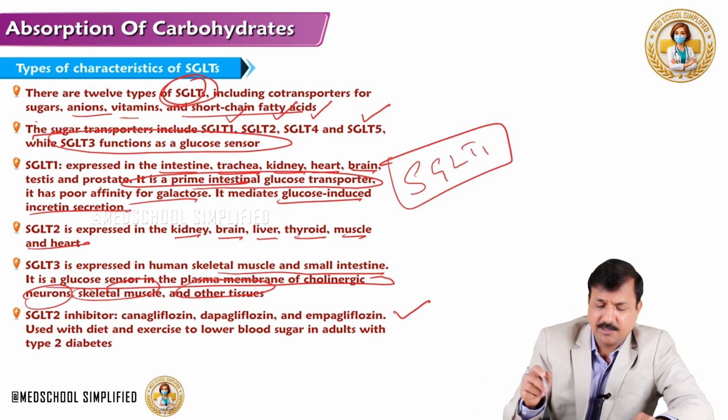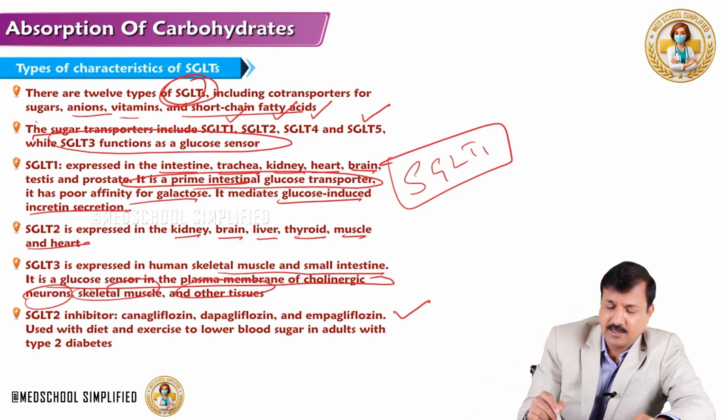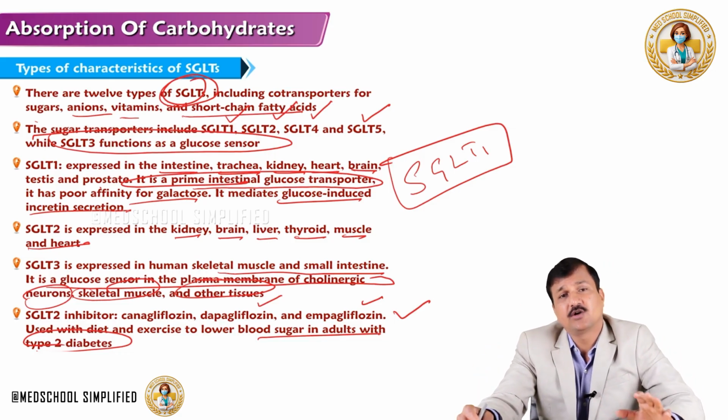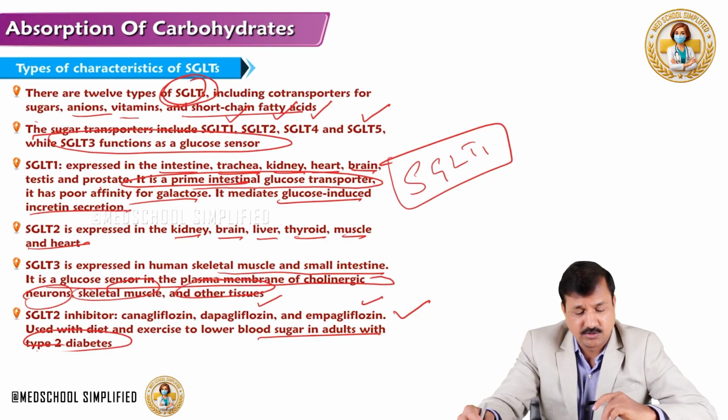So that can be inhibited by drugs called canagliflozin, dapagliflozin, and empagliflozin. These are SGLT2 inhibitors. Used with diet and exercise, they will lower blood sugar level in type 2 diabetes mellitus, allowing glucose to enter into urine. So that's how blood glucose can be controlled.